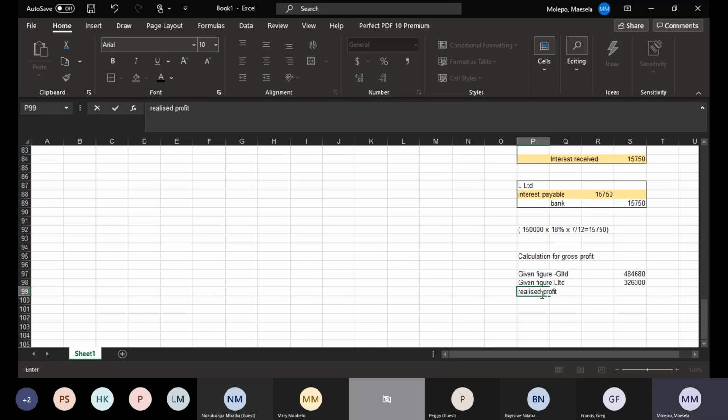So the realized profit will come from the opening inventory of L Limited, which will be 210 multiplied by 50 divided by 150, which gives us how much? The 70,000. So this 70,000 now represents the realized profit.